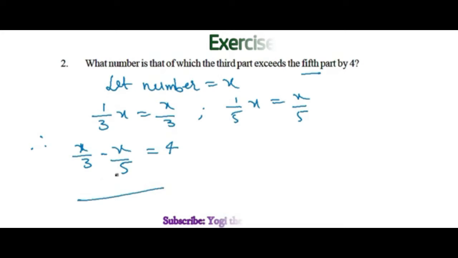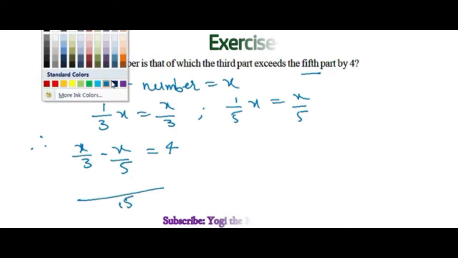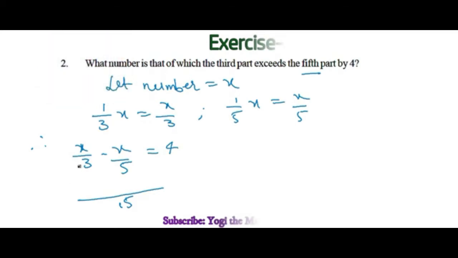The LCM of 3 and 5 we are getting as 15. So multiply the numerators and denominators to change the denominators to like fractions. So 3 times 5 is 15. The numerator has to multiply with 5, that is 5 times x, that is 5x. Denominator here we have 5, so you should multiply with 3. So 5 times 3, we are getting 15. So the numerator multiplies with 3, that is 3 times x. So 5x minus 3x is equal to 4.